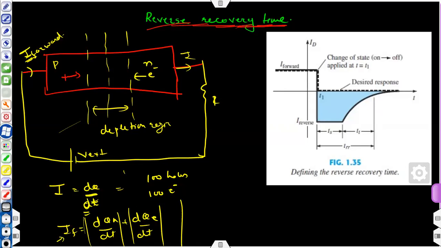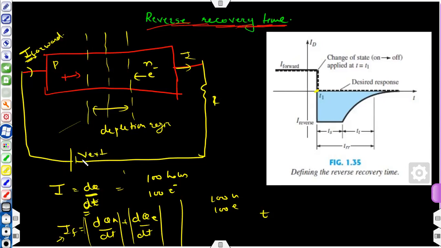Okay, let's say 100 holes and 100 electrons are crossing this junction and flowing across this loop in T unit of time. Now, let's say at time t1, on this time axis, I have some value of I forward that depends on this external circuit, V by R. So I have some value of I.